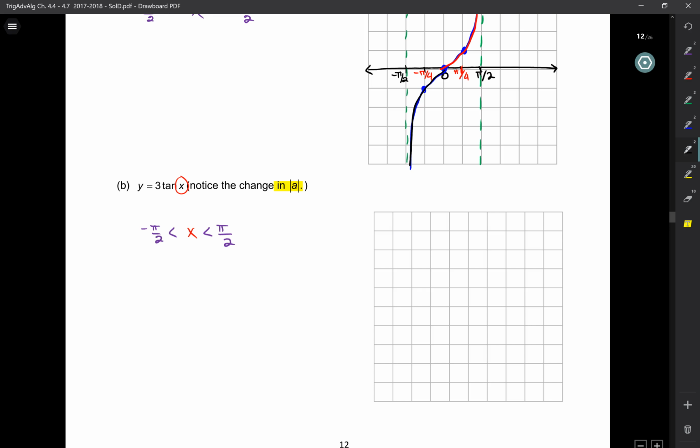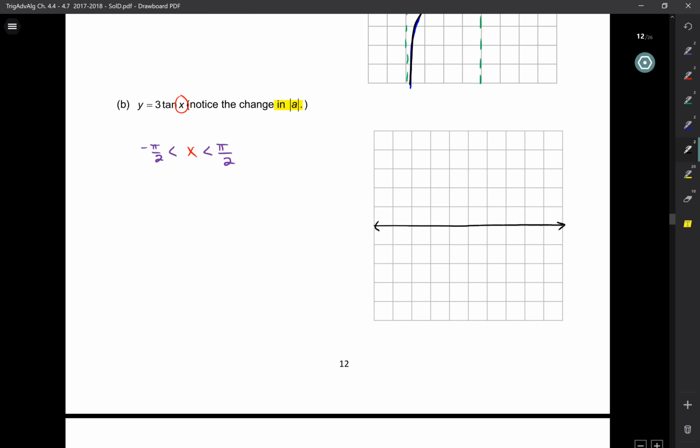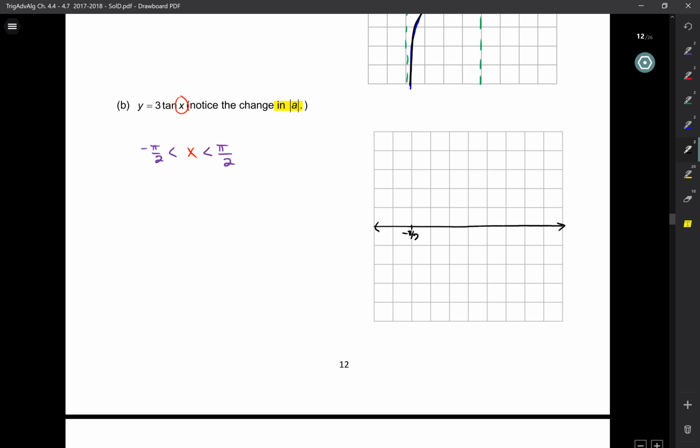We have our x-axis. Okay, so we go from negative pi over 2, 4 spaces, to pi over 2. Those are where my asymptotes are. All right, let's label the other points. I have 0 in the middle, negative pi over 4, and pi over 4, just like before. Now, in the center, it's always 0.